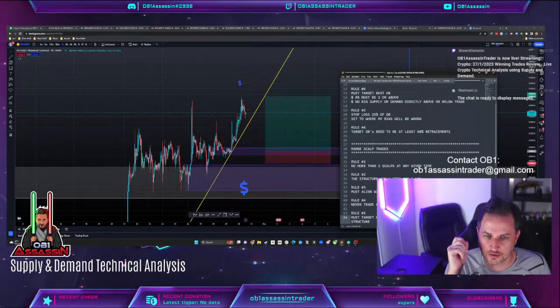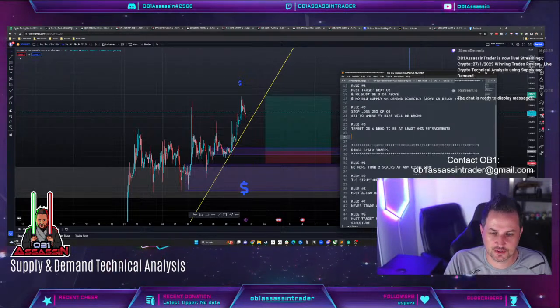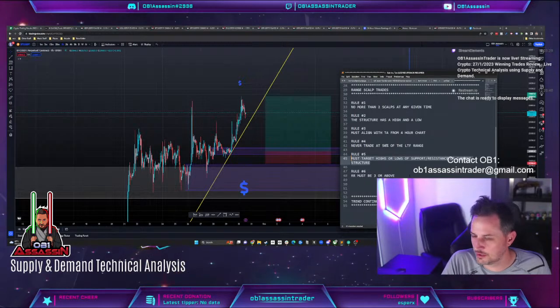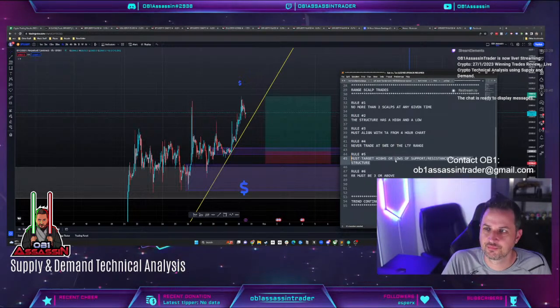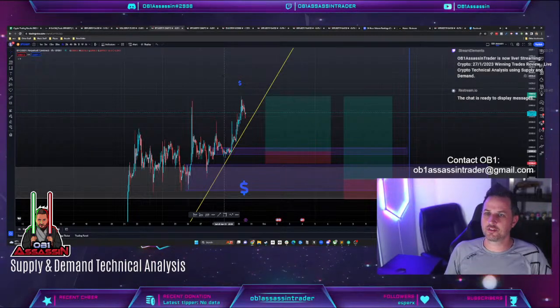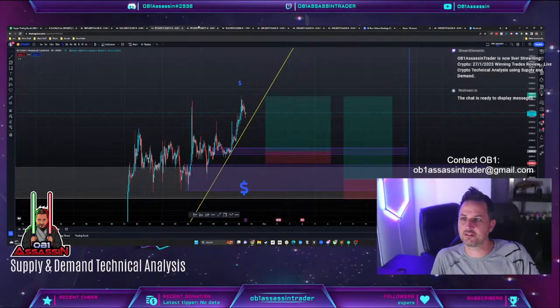Okay. I like these rules. That's going to reduce a lot of the scalps I was taking and increase the likelihood of the scalps that I will take. I'm happy with that. Alright, next, let's look at the ETH.